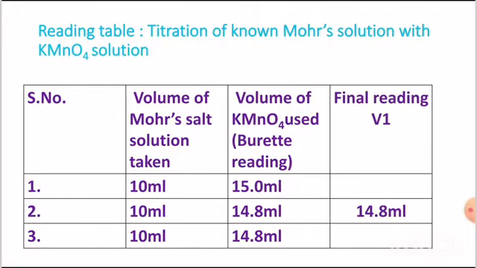Reading table. Titration for known Mohr salt solution with KMnO4 solution. For each reading, we have taken volume of Mohr salt solution as 10 ml. Volume of KMnO4 used, that is burette reading, is 15.0 ml, 14.8 ml, and the third reading is also 14.8 ml. So our final reading, that is V1, is 14.8 ml.